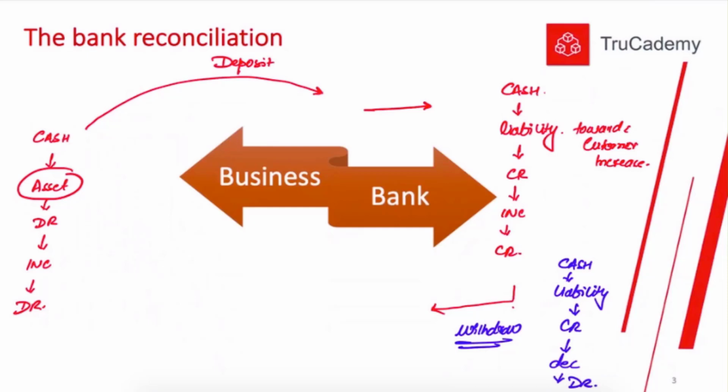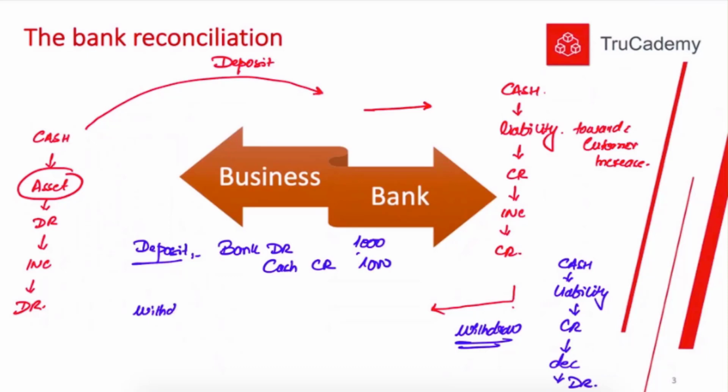So from the customer's point of view, what is happening? When I have cash in my business, this is my asset. Whether I have cash in my bank account, it's also my asset. When I deposit money into the bank, cash in my business will decrease and cash in my bank account will increase. So when I deposit money, from the business perspective, the bank as an asset will be debited because it increases, and the cash book balance will decrease, so it will be credited, let's say with $1,000.